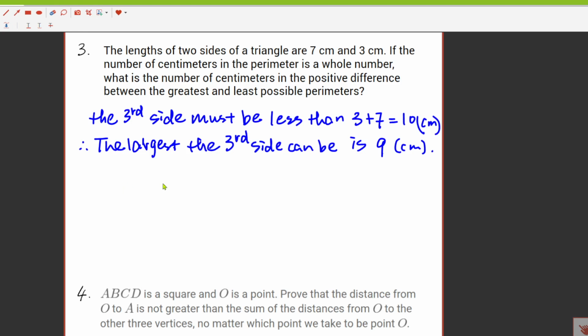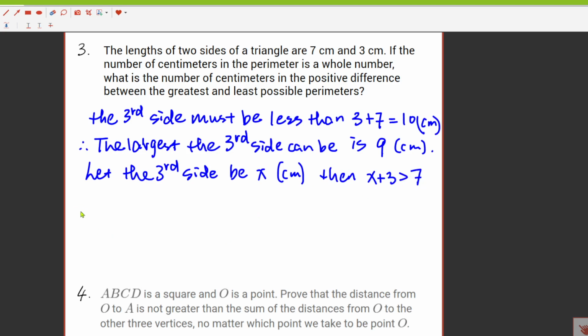If we let the third side of the triangle be x, in order to facilitate our discussion, let the third side be x. Of course, the unit is centimeters. So we must have x plus 3 is greater than 7. So this gives us x must be greater than 4, right? Therefore, we know the smallest the third side can be is 5 centimeters.